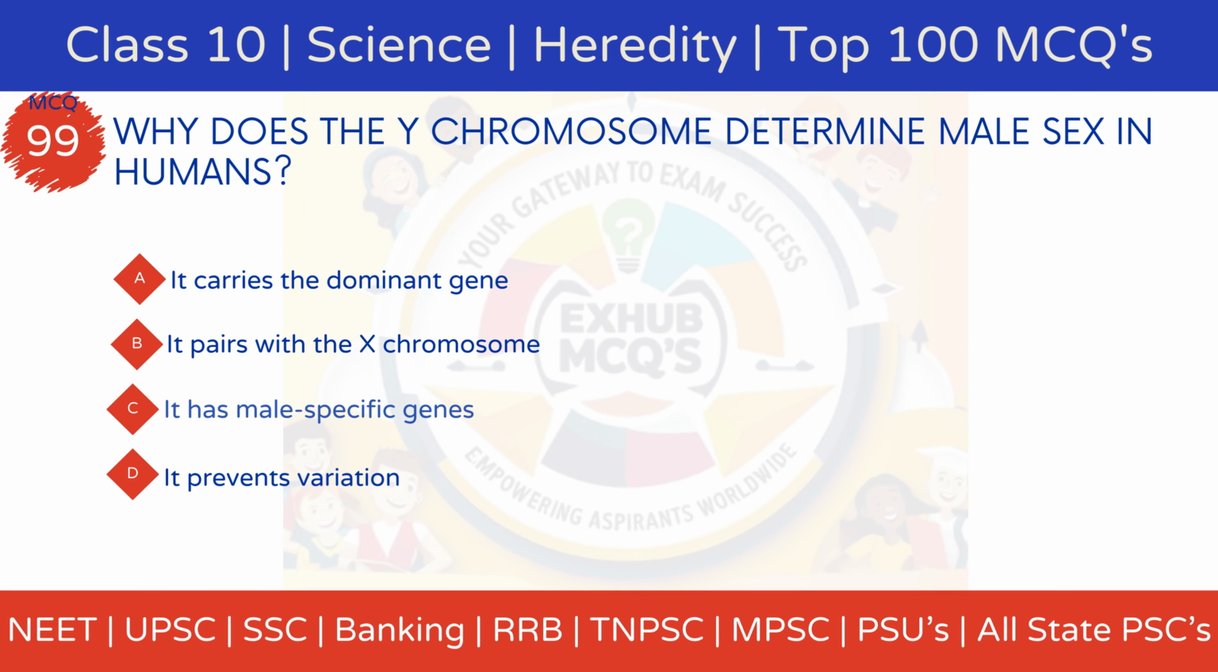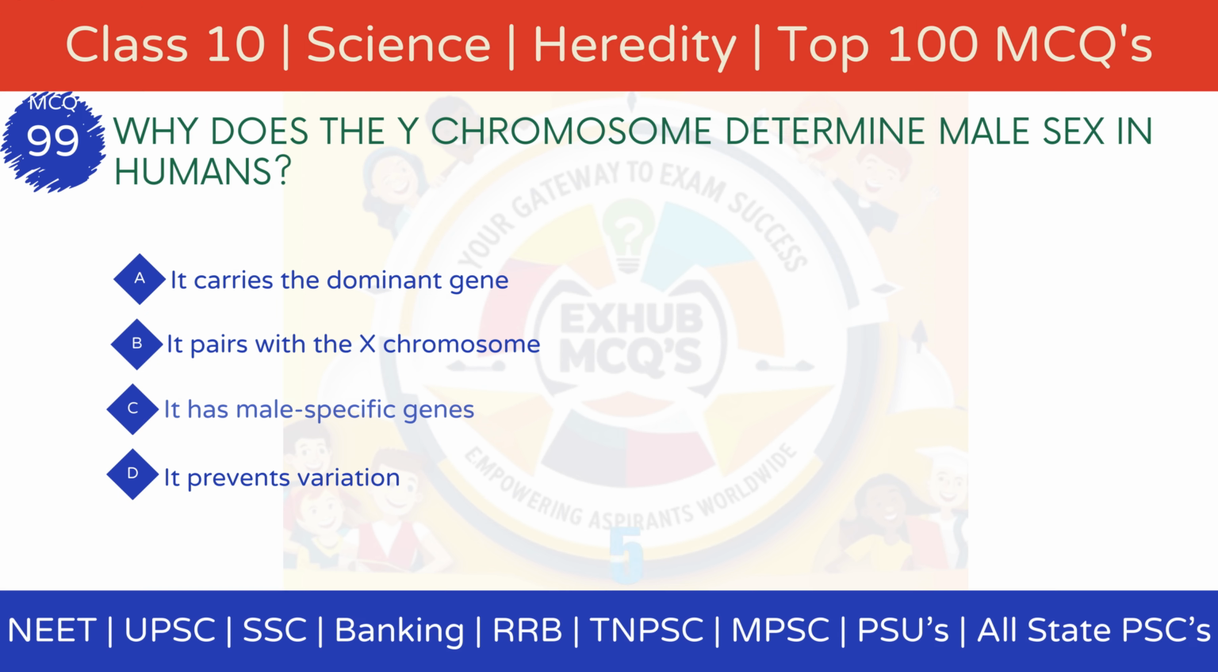MCQ 99. Why does the Y chromosome determine male sex in humans? Option A. It carries the dominant gene. Option B. It pairs with the X chromosome. Option C. It has male-specific genes. Option D. It prevents variation.